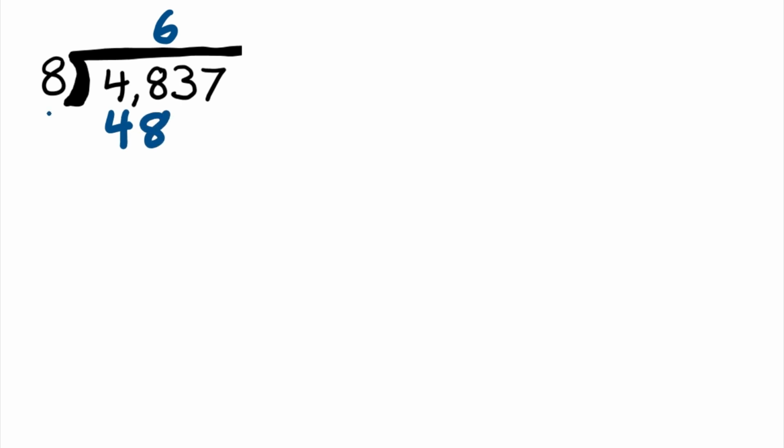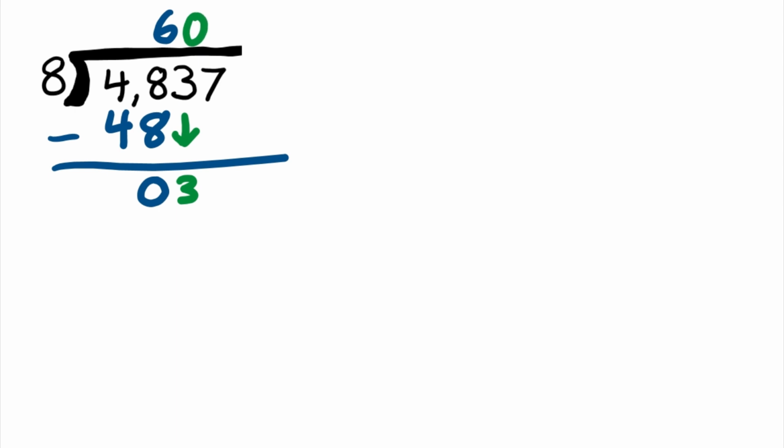And we put our 48 down below here, and we do a little bit of subtraction. 48 subtract itself is 0. And now we can bring down a 3. And we ask ourselves the same question. Sorry, I forgot to drop down the 3. How many times will 8 go into 3? Well, it'll go 0 times, so we can actually put a 0 up there.